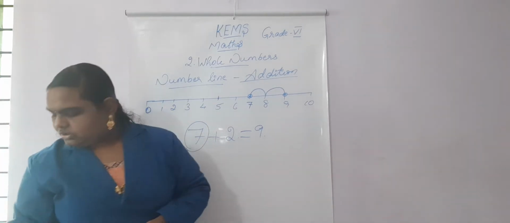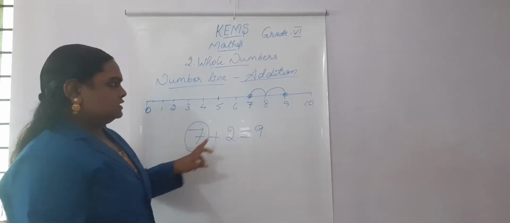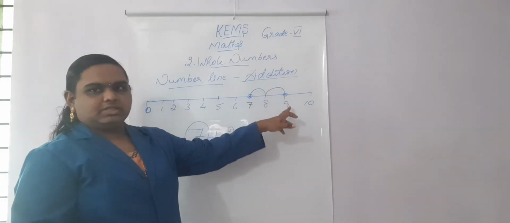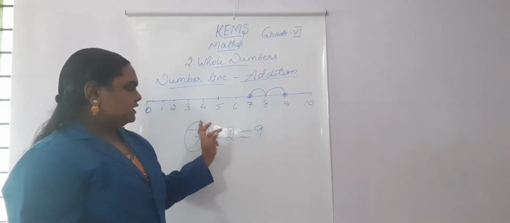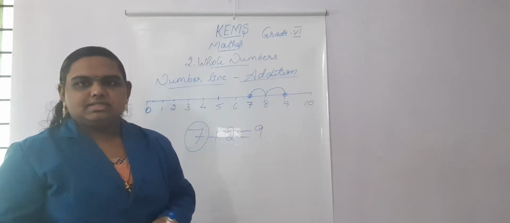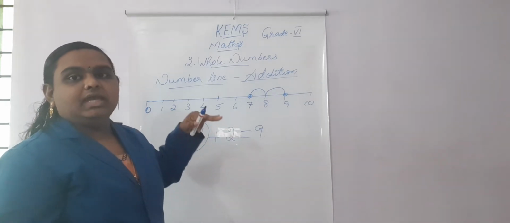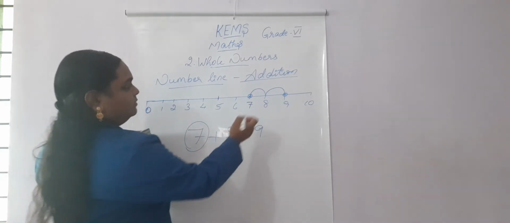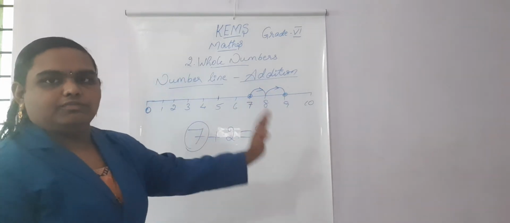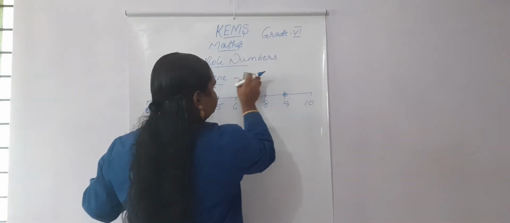Okay, got it? For addition, I am taking the first number 7. Then I jump 2 steps. So after jumping 2 steps, I got the answer 9. So 7 plus 2 is equal to 9. Is it clear? This is the method to find the addition. For addition, we have to jump forward. Okay, let's see the same for subtraction.